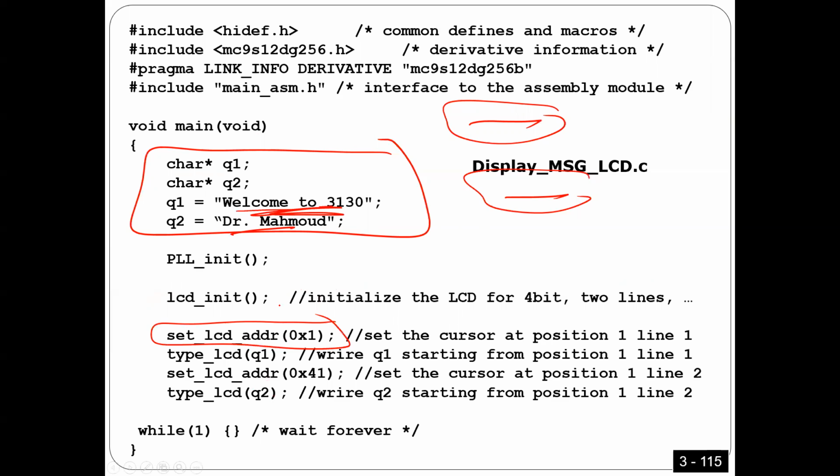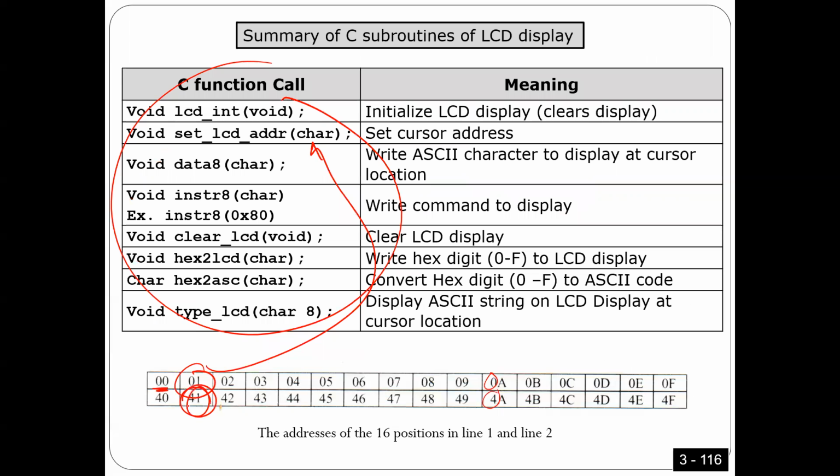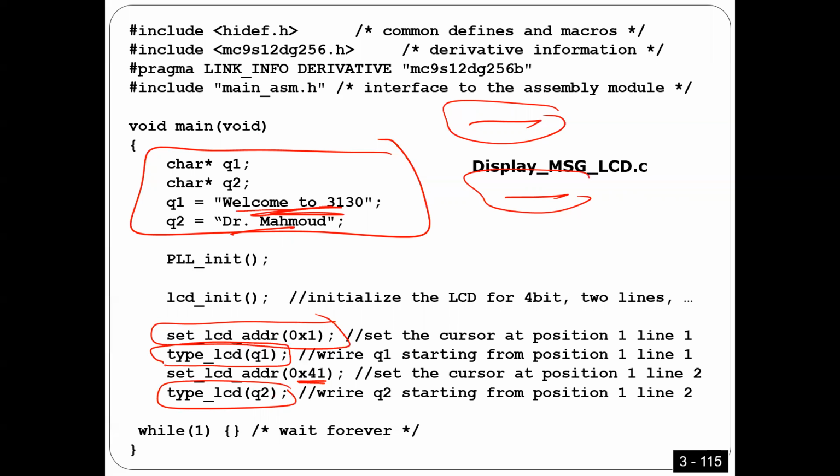After that, I want to display the first message. Then, before you display the second message, you have to move to line 2. In order to move to line 2, I selected 41 instead of 40. So you have to move to 41 before you send the second one. Once you do that, you are going to see the first message, Q1, in line 1, and then the second message in line 2.